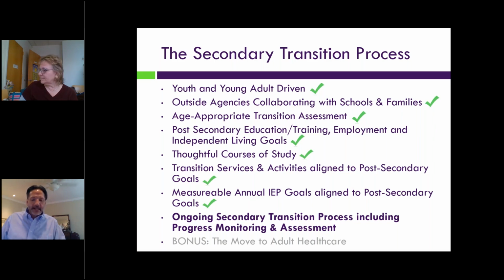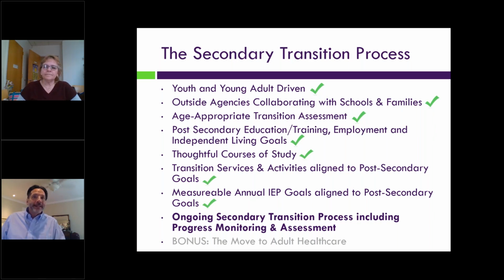And during the last 3 sessions that we've had, we presented information on how to develop a thoughtful course of study, looking at appropriate transition services and activities, and how to develop measurable annual IEP goals that are all aligned to those 3 post-secondary goal areas of further training, employment, and independent living. As Diane mentioned, these first 3 sessions are available at the Peel Center website, and that's peelcenter.org, Transition Tuesdays, if you missed them.